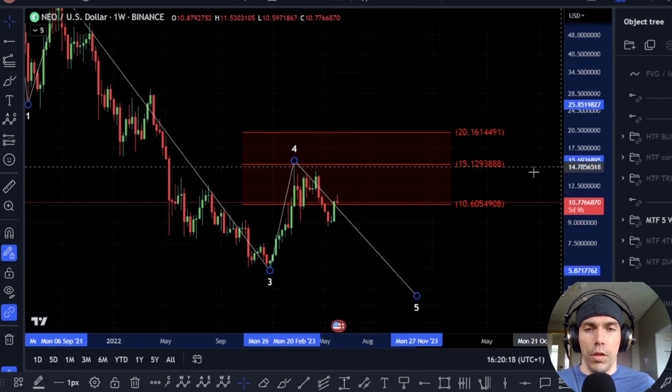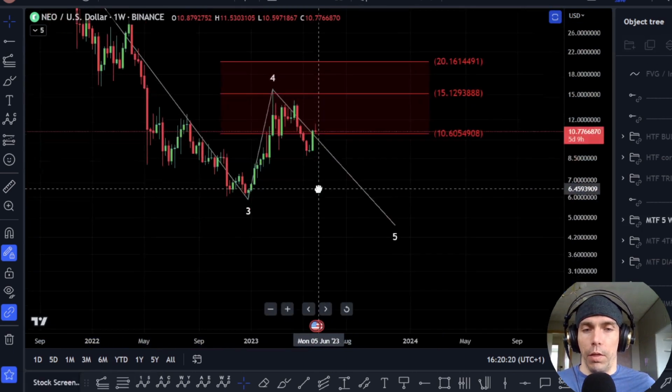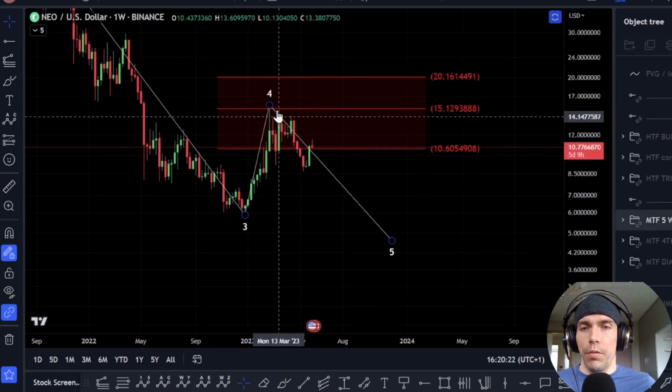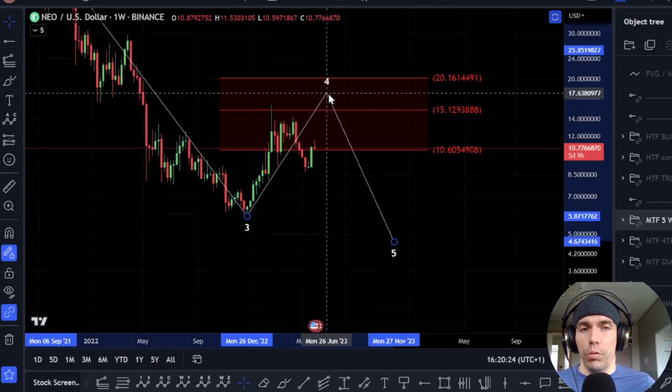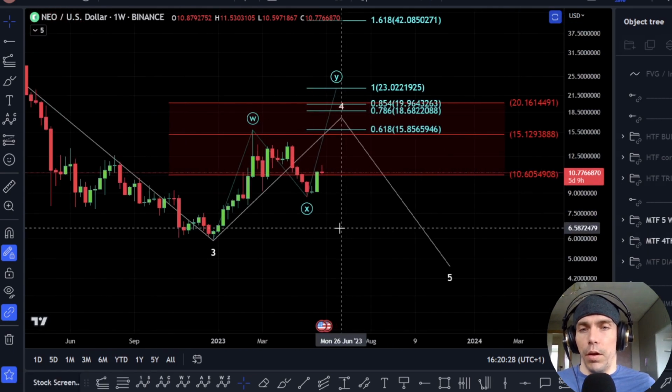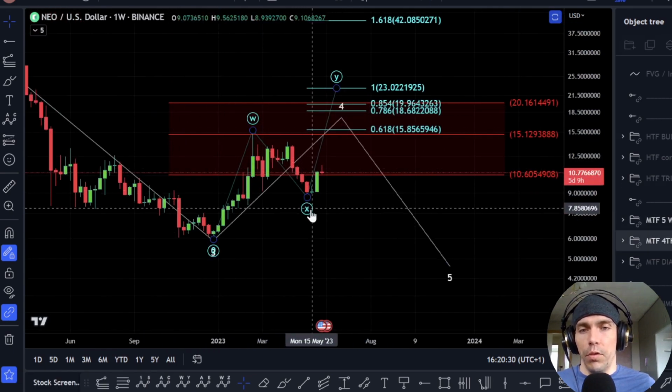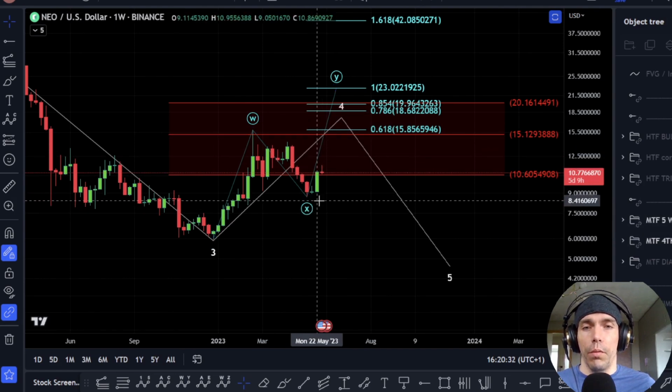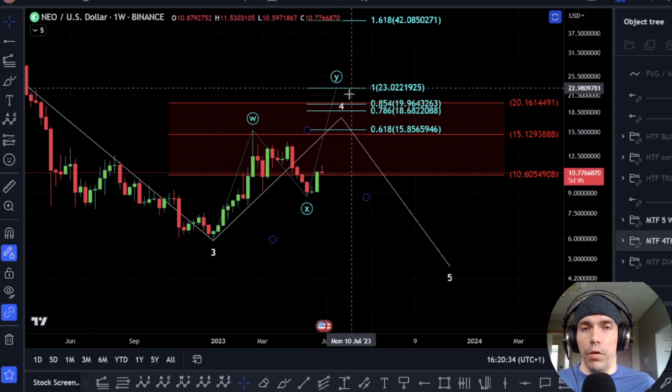Now, the move to the downside is not looking impulsive at the moment, and because of that fact, I am saying that we potentially are still within this 4th wave. And what we could actually see is something along these lines, where this becomes a W, this becomes an X, and then we'd be looking for another 3-wave move in this Y wave.